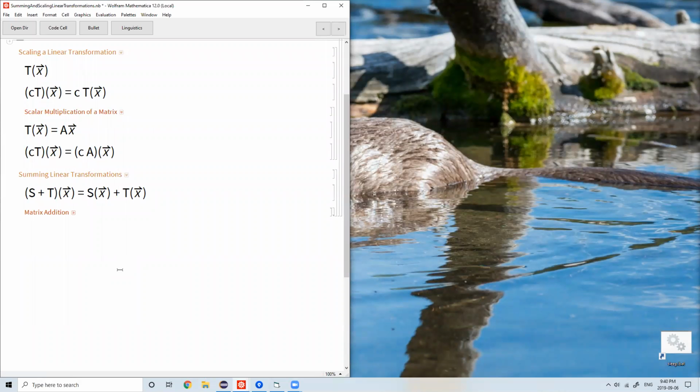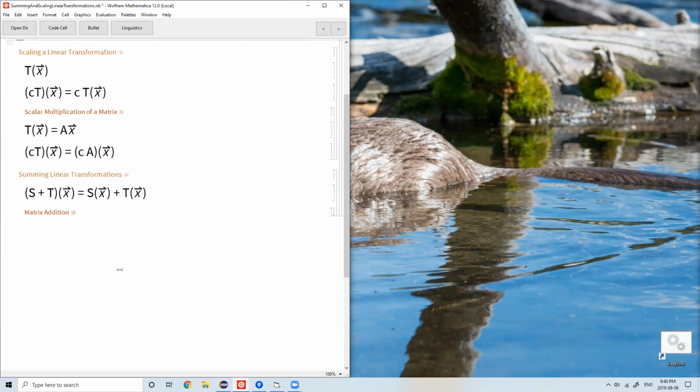Okay, so if that's scaling a linear transformation, then what might we define the sum of two linear transformations to be? Again, we aren't summing two vectors, we're summing two transformations. In other words, we're summing two functions. This sounds like function composition, applying the first transformation, then applying the second transformation. But that's not what we're going to do here.